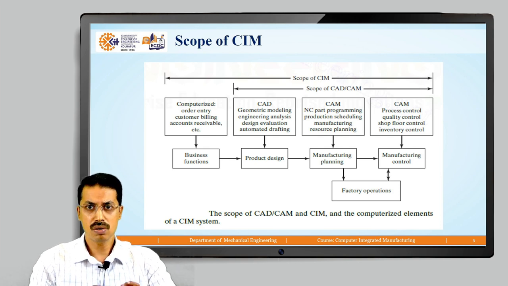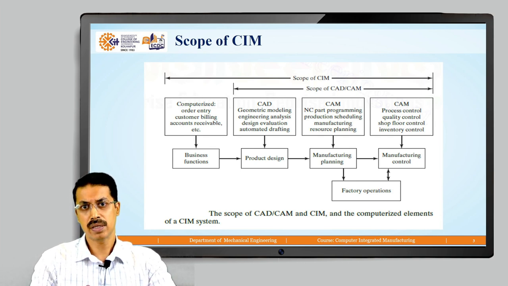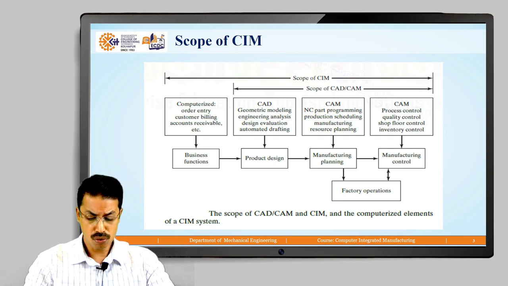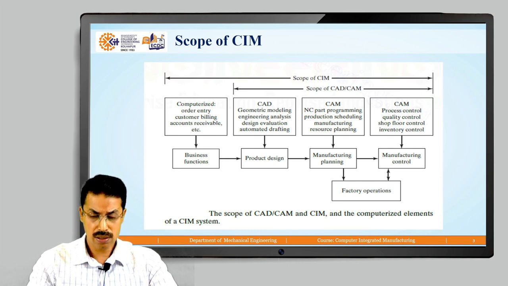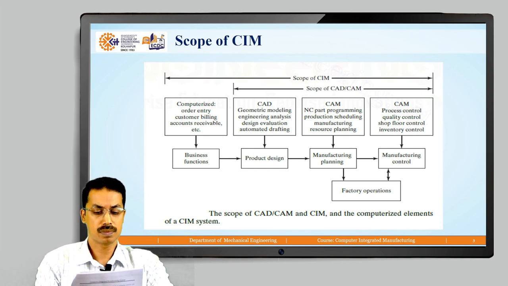So, it is not only CAD and CAM, but it also includes the business functions related to that particular firm. So, the scope of the CIM is broader than the scope of the CAD and CAM. In this integrated computer system, the output of one activity serves as the input to the next activity through the chain of events that starts with the sales order and continues with the shipment of that particular product.